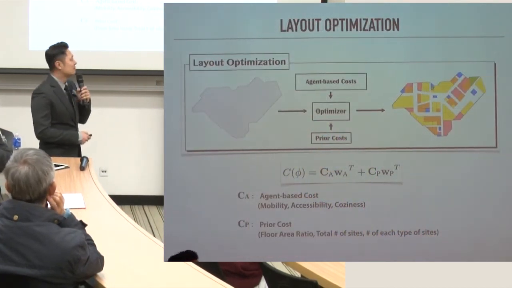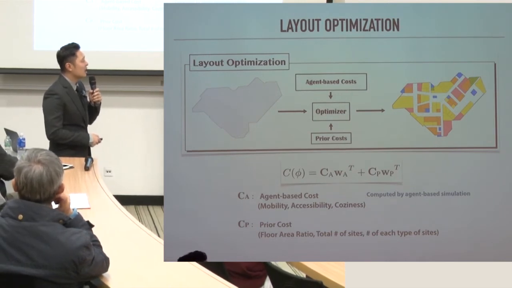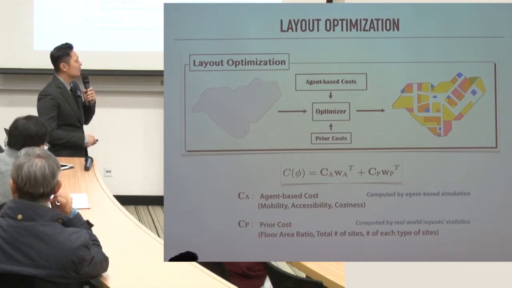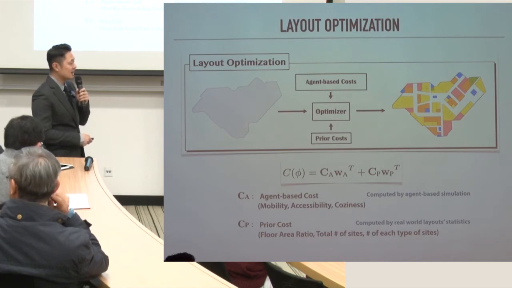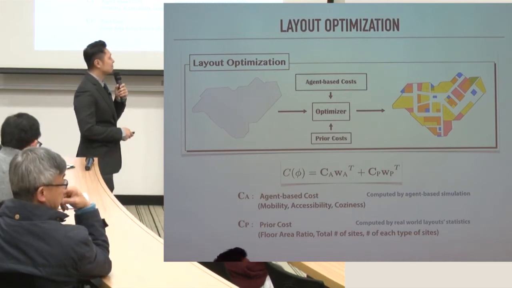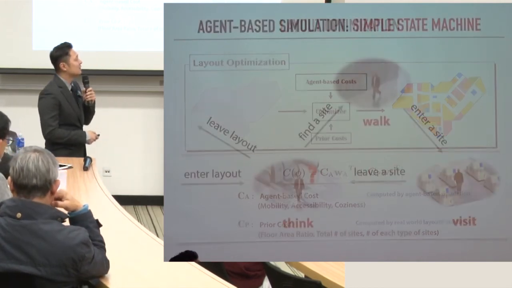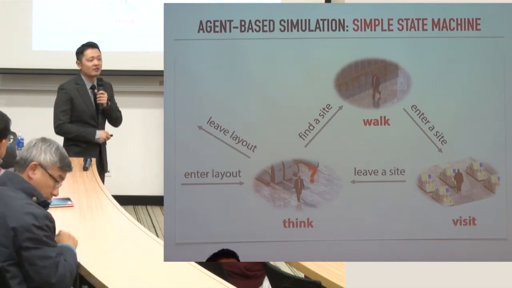So this is the optimization framework. Again, we will have certain costs in the energy function. This time we have the agent-based costs, mobility, accessibility, and costliness, which will be computed by the agent-based simulation. And we also have the prior cost, which will be computed from some real-world layout statistics, such as the total number of sites and floor area ratio. To compute the agent-based cost, we run a simulation, and we adopt a simple state machine to simulate different agents in the shopping mall.